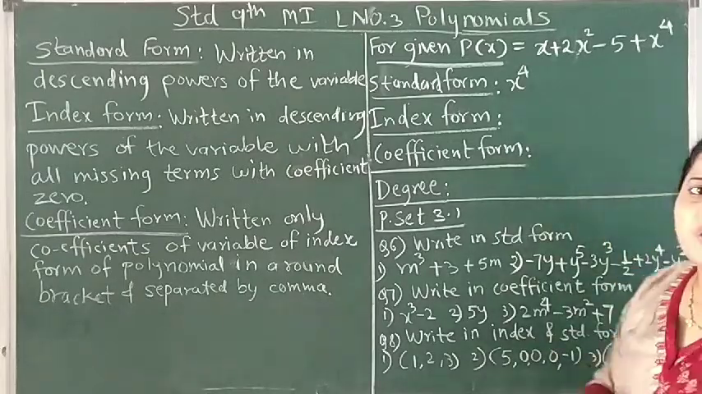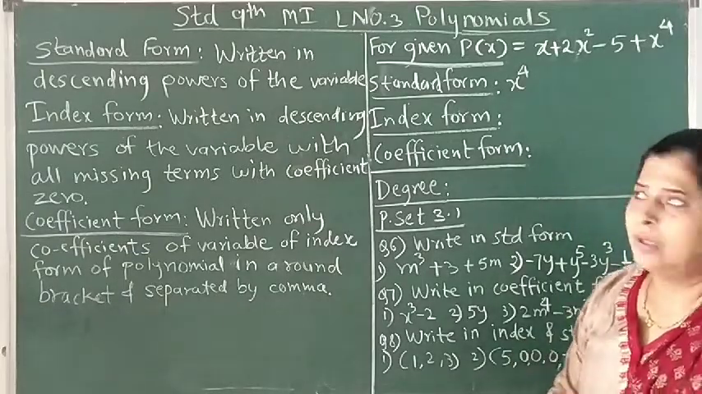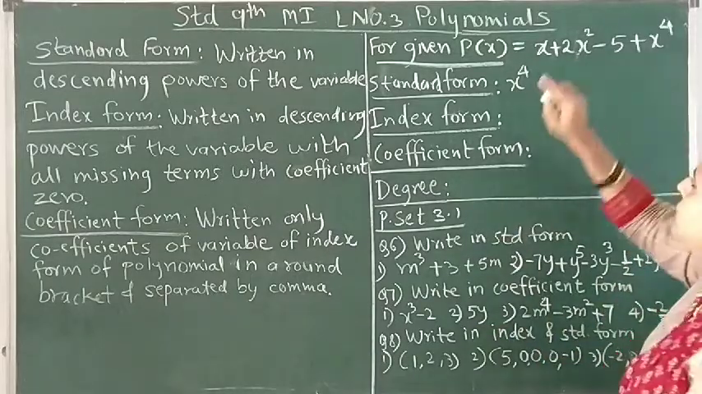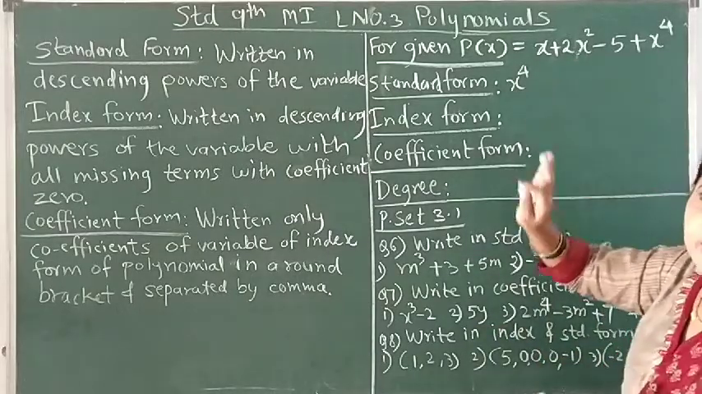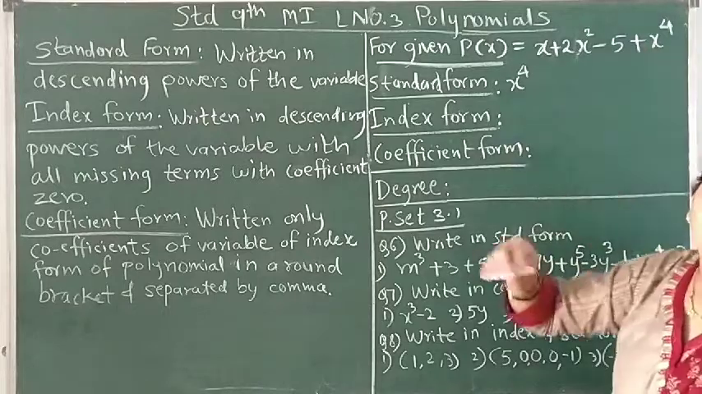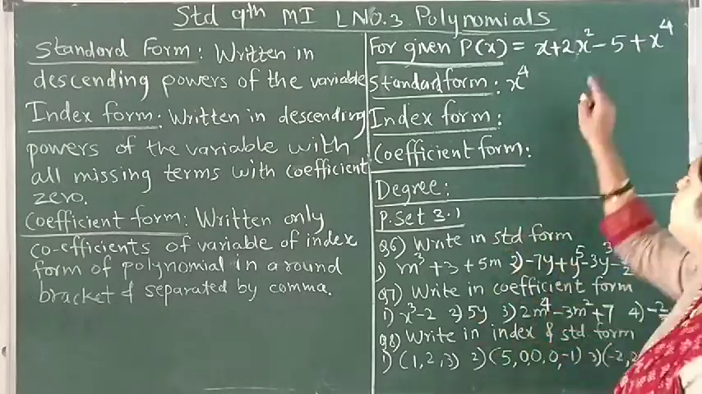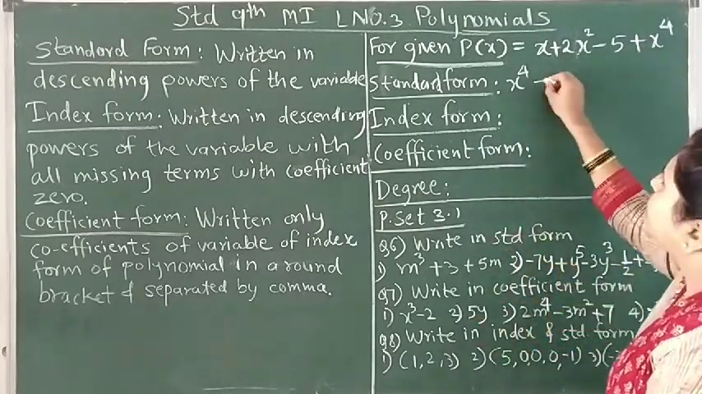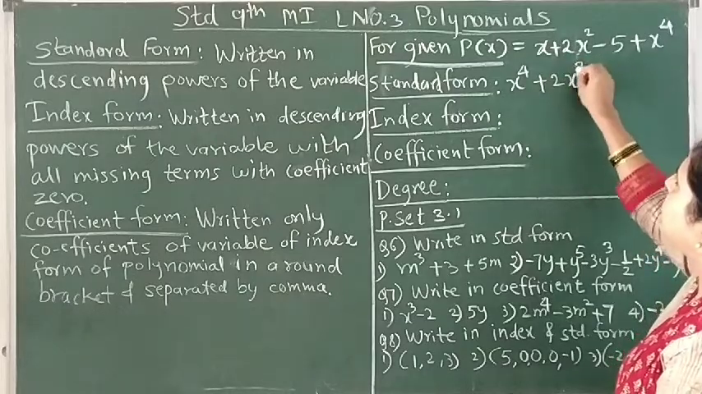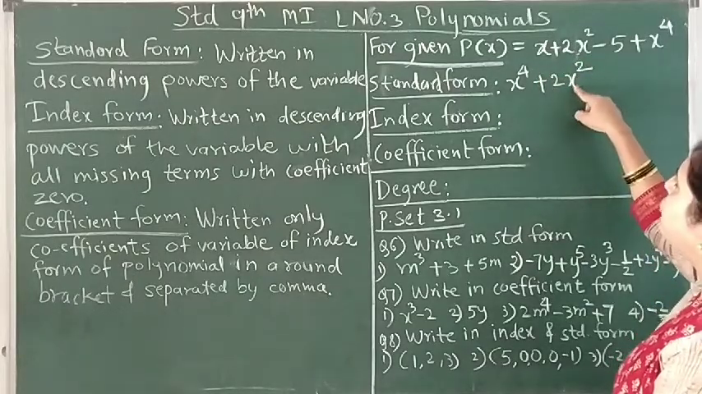After that, there should actually be x³. But as x³ is missing here, we will not write that x³. After the third power, we should write the second power. Now where is the second power? Yes, it is 2x². So this is plus 2x². This is the term we should write next.